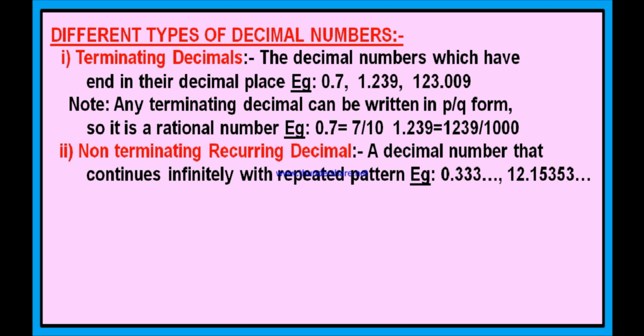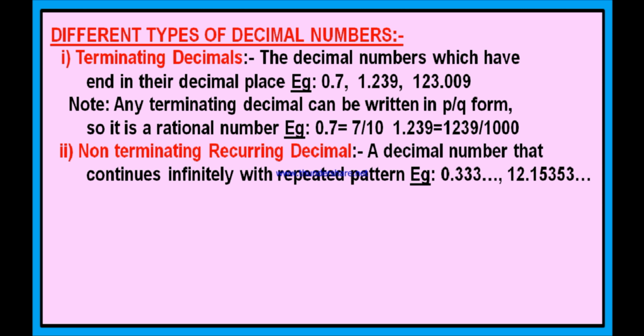You can observe this example, 0.333 and so on. This 3 is repeating. Therefore, it is called a recurring decimal. And is there any end? We have 0.333 and so on. There is no end. Therefore, it is non-terminating. And since the decimal digit 3 is repeating, it is called a non-terminating recurring decimal.